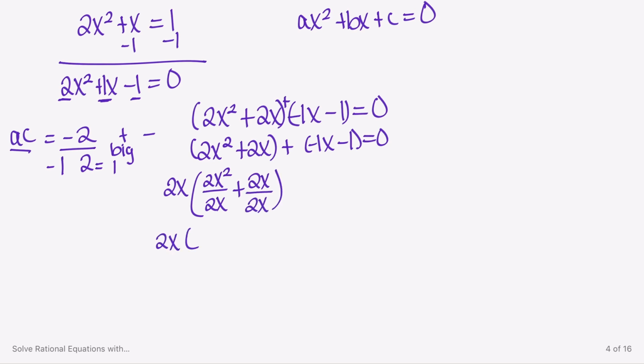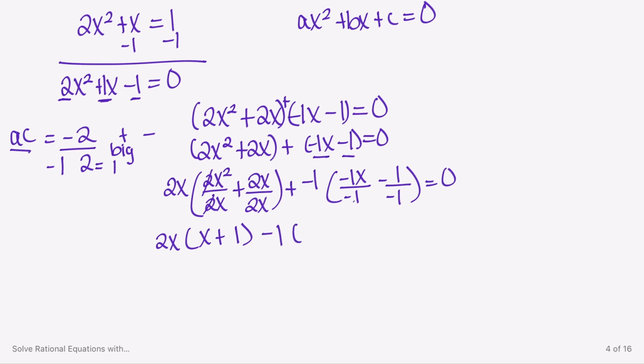I have 2x times 2 and 2 cancel. X squared over x is just x, plus 2x over 2x is just going to be 1, right? Any number over itself just reduces to 1. So I'm going to go ahead and simplify that. And then we have the next set, we have negative 1x and negative 1. Well, I can factor a negative 1 out of both of these terms, right? That'll give me negative 1x over negative 1 minus 1 over negative 1. And so when I do that, negative 1 over negative 1 will just cancel, so I have x. And then minus 1 over negative 1, that's just going to turn into a plus 1.